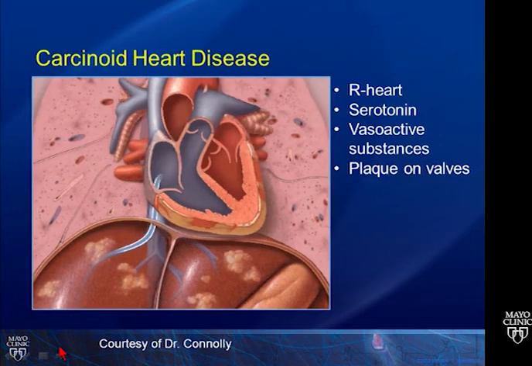So carcinoid heart disease is caused by carcinoid tumors. These are serotonin-producing tumors that usually affect the right heart over the left heart. They produce vasoactive substances that cause plaques to form on the valves, and then these vasoactive substances are taken through the lungs where they are typically degraded, so they don't affect the left-sided heart valves unless you have a shunt, so a patent foramen ovale or an ASD, or unless you have overwhelming carcinoid syndrome and you actually have carcinoid tumor metastases to the lungs, then you can have left-sided valve involvement.